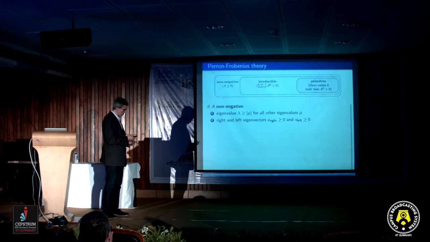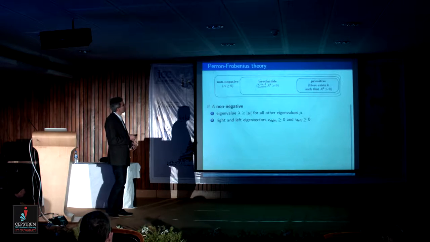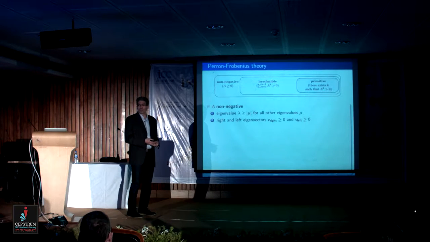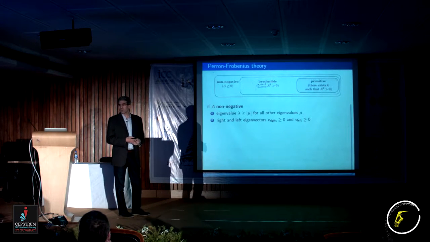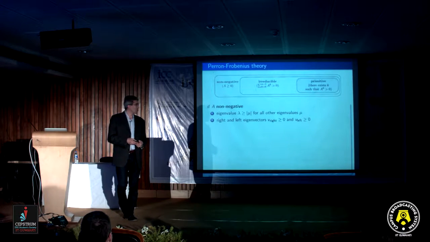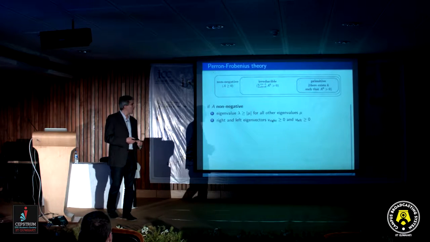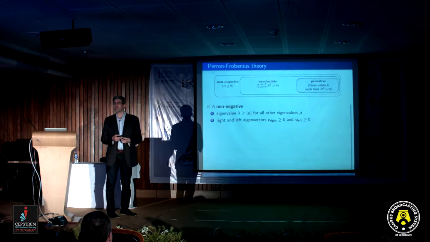You start to work with matrices that are non-negative. So this is a Venn diagram. Inside the set of non-negative matrices are matrices called irreducible, for which if you compute the sum of the powers of the matrix, you get a strictly positive matrix. And inside the set of irreducible matrices lie the set of primitive matrices. Those are matrices for which at some moment in time, when you keep raising them to some power k, you get a strictly positive matrix.